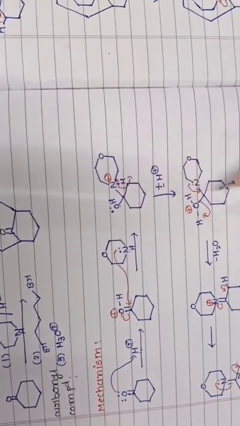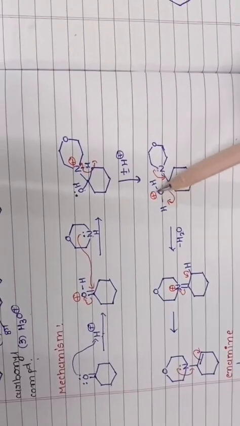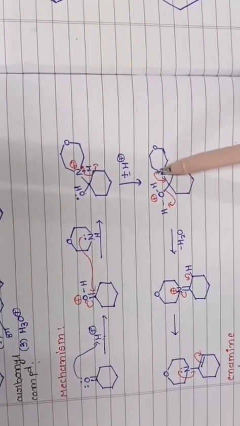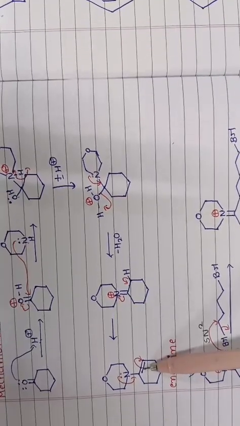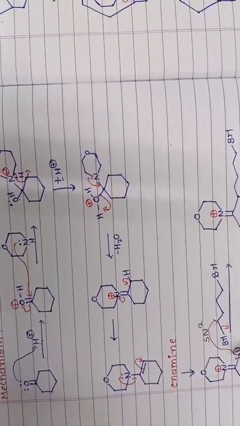Now this nitrogen has 4 valency, so this hydrogen migrates from nitrogen to oxygen, and this is also called intramolecular proton transfer. Now this oxygen has a positive charge, and this leaves as H2O, and at the same time nitrogen donates its lone pair to the carbon and it forms a double bond over here. This structure is called an enamine.